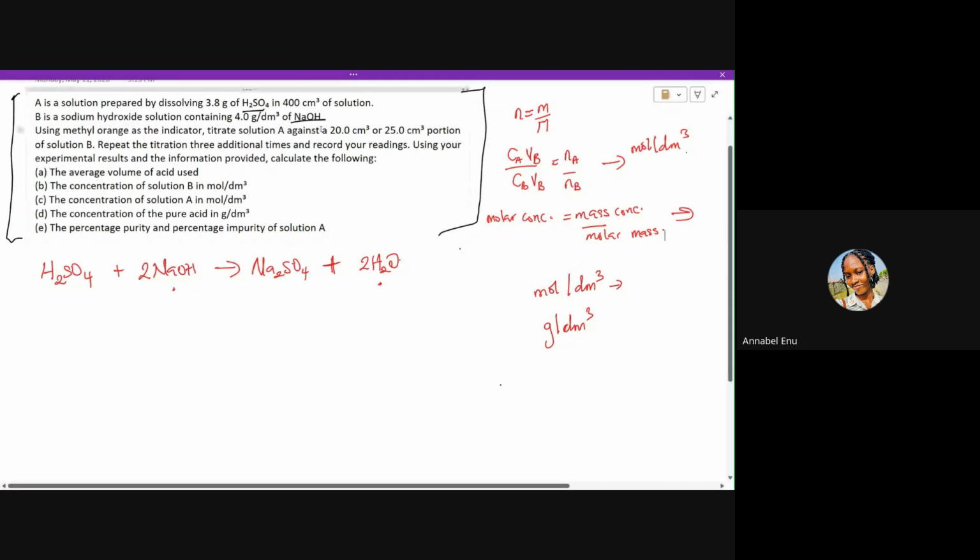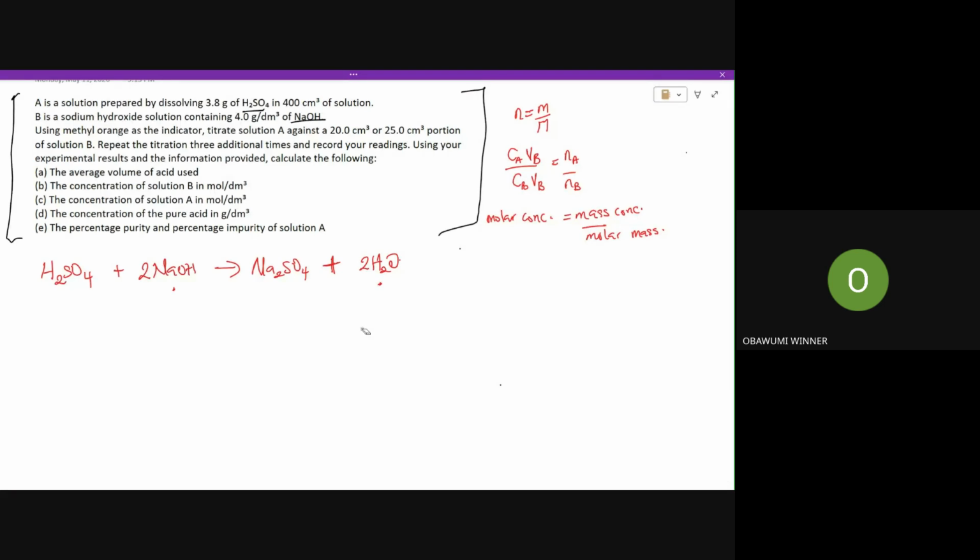Okay. Now, let us go to the beginning. In fact, let me leave all these formula things. When we get there, we'll talk about it. Just take note of these formulas, okay? Look at the question on the board. All these things written in black is the question, okay? Now, the question says, A is a solution prepared by dissolving.